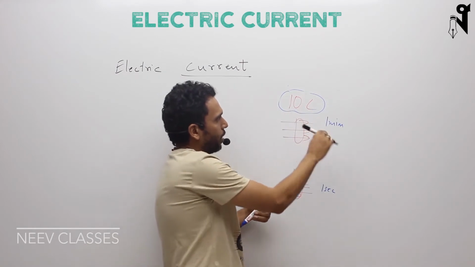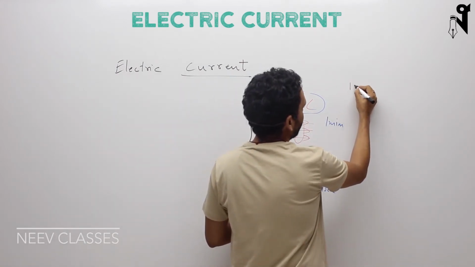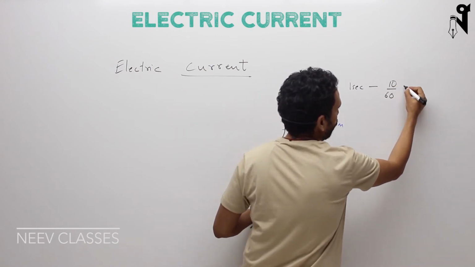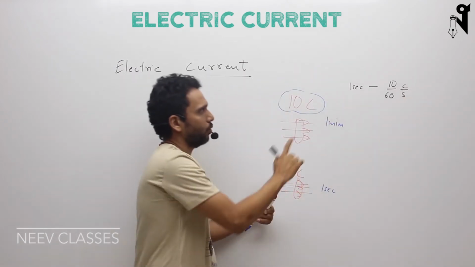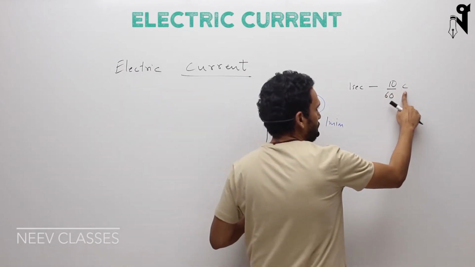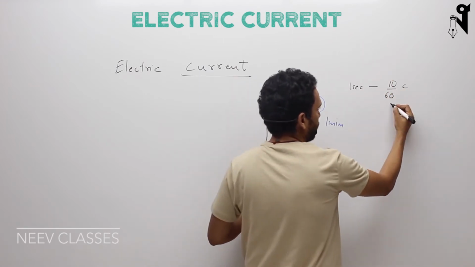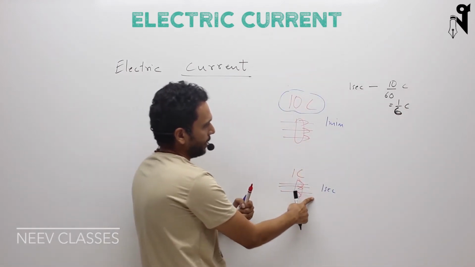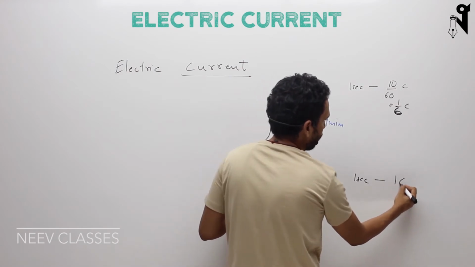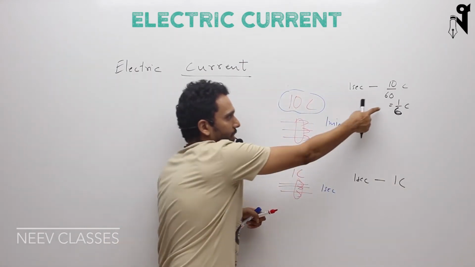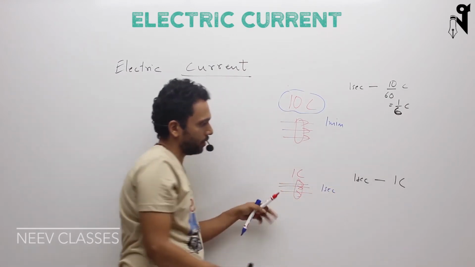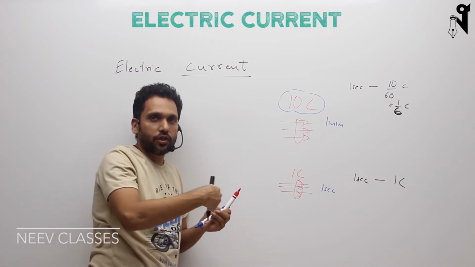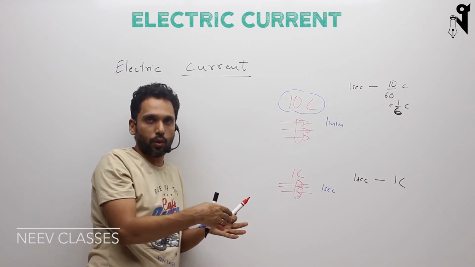10 coulombs in 1 minute means in 1 second it is 10 divided by 60 coulombs per second, right? In 1 second it is 10 divided by 60 coulombs, which is 1 by 6 coulombs. And this was 1 coulomb in 1 second. So this was a greater flow. This is 1 by 6 of a coulomb, and this is 1 coulomb. So this was a bigger flow. So the point over here is not only the amount of charge which is going, but in how much time it is going is important.